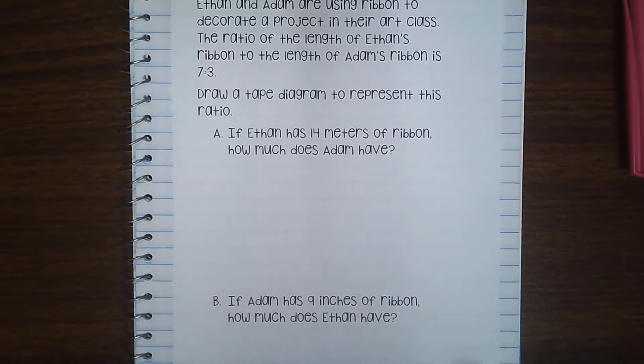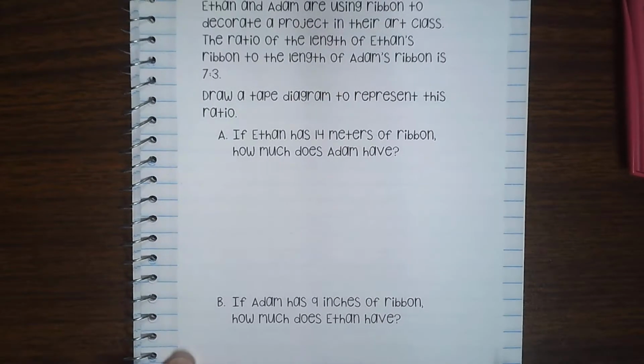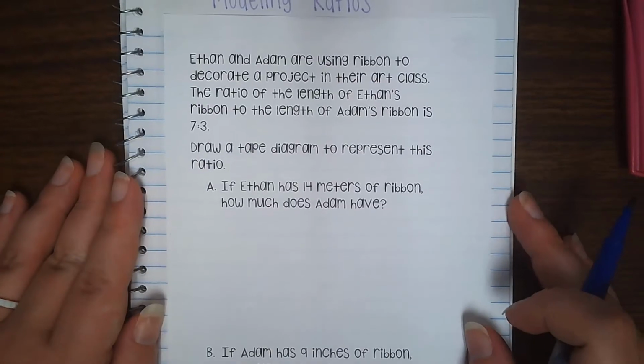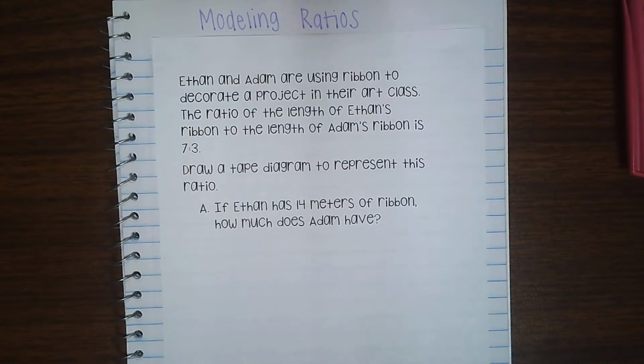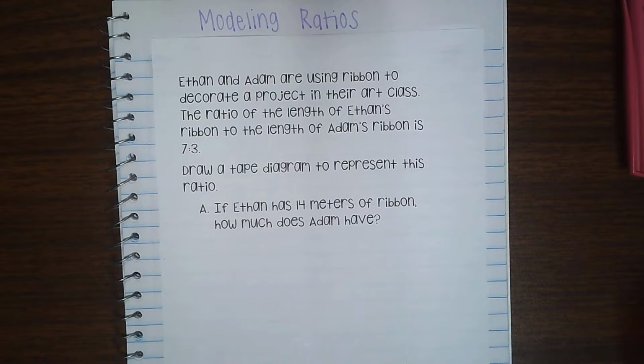These are actually called bar models, or tape diagrams is what our Math in Focus book often calls them. So if you hear those words interchanged, a bar model, a tape diagram, or just a model in general, that's what we're talking about. So Ethan and Adam are using ribbon to decorate a project in their art class. The ratio of the length of Ethan's ribbon to the length of Adam's ribbon is 7:3. Draw a tape diagram to represent this ratio.